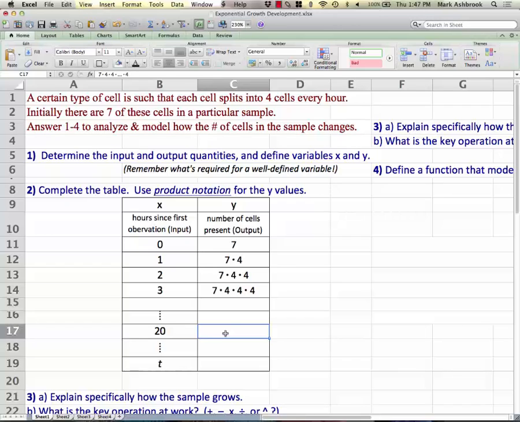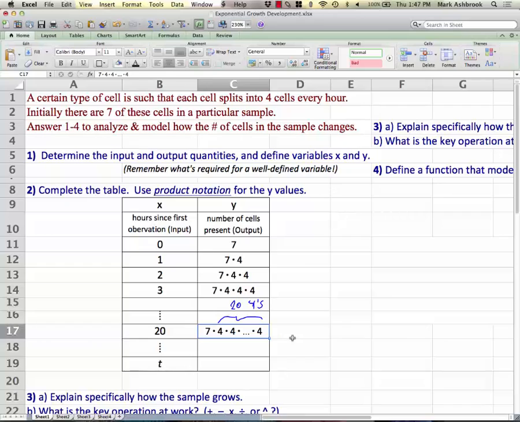Sean? In words? Yeah, so how would you get the number of cells at 20 hours? Do you still want me to try to do the product thing, or sorry? Just describe how you would calculate that, yeah. Well, it would be 7 times 4 for the amount of hours, so 7 times 4, 20 times. Exactly. 7 times 4, 20 times. So we can do it that way. You can use ellipses like this. Ellipses means keep going like this, but then we should specify what we're talking about. What are we talking about? 20 fours.